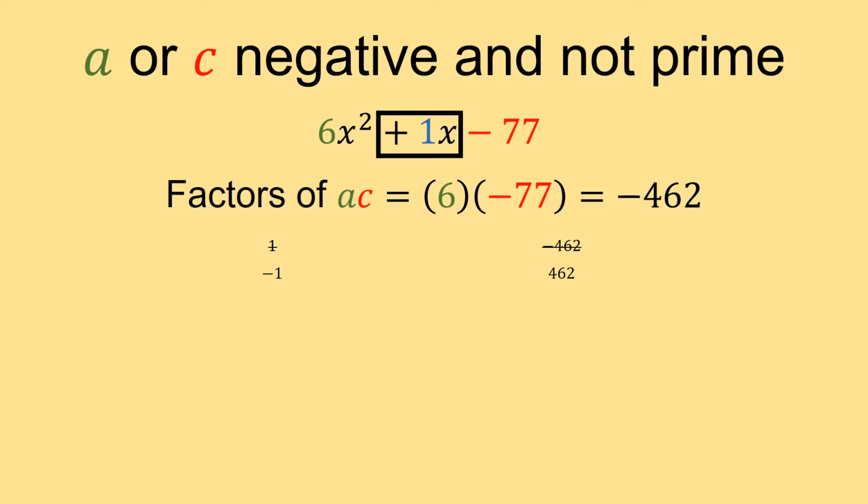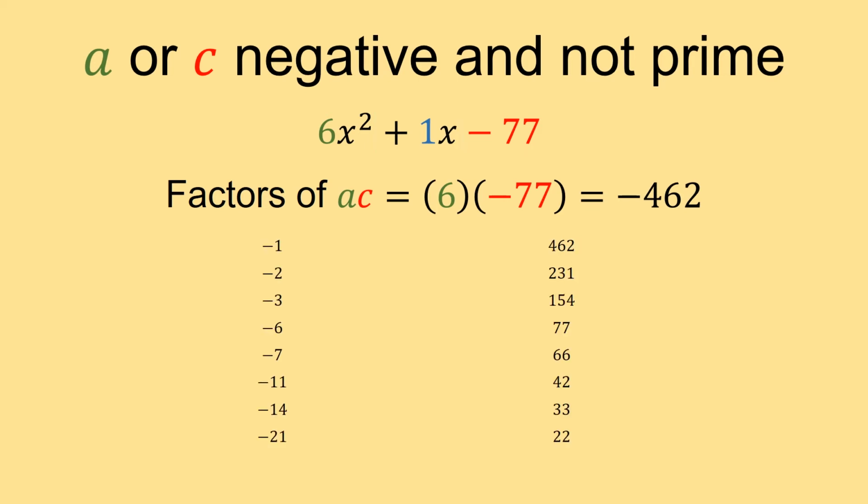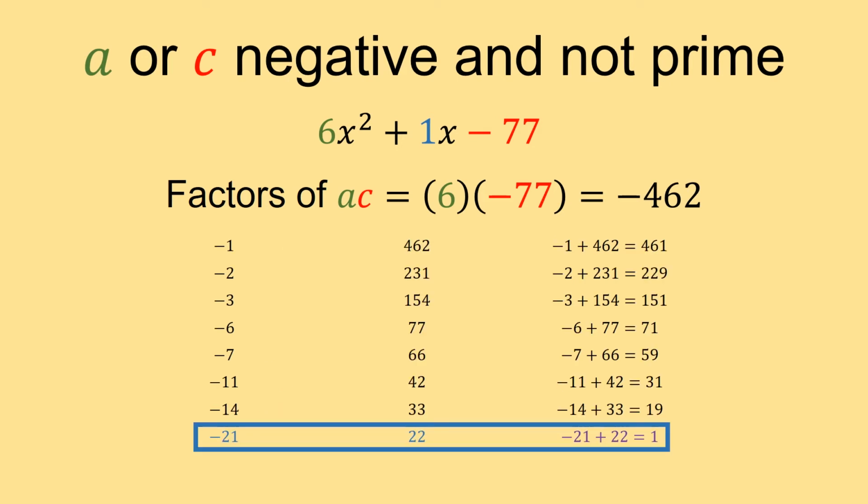And so as we find more factor pairs, the smaller number is going to be negative, and the larger number is going to be positive. Now, I completed this list for us just to save us some time. And if we sum up our factor pairs, we see that negative 21 plus 22 is equal to 1, which was our b value. And so negative 21 and positive 22 must be the factors that we'll use to split up bx.